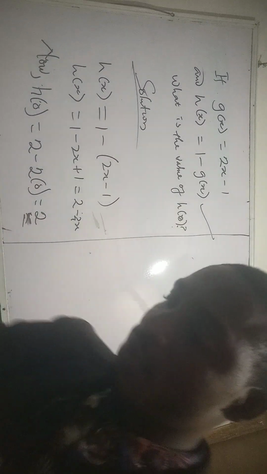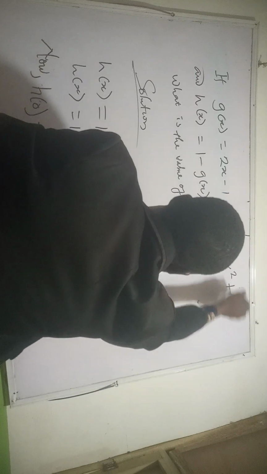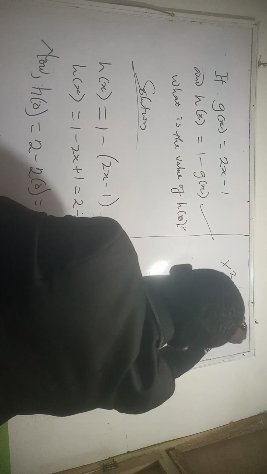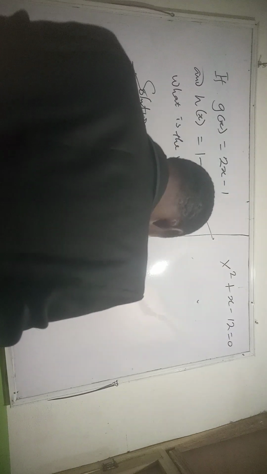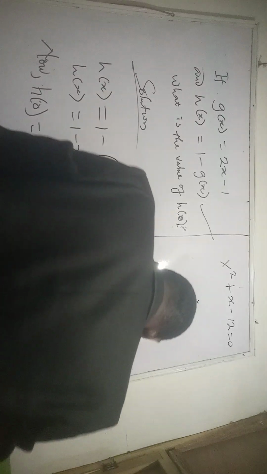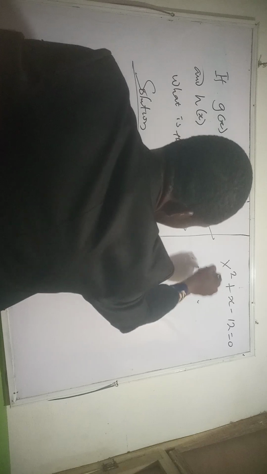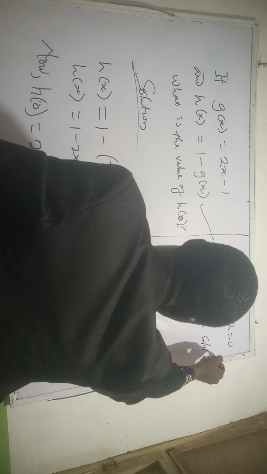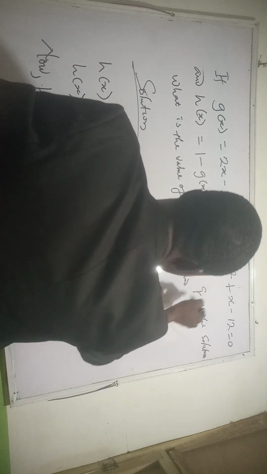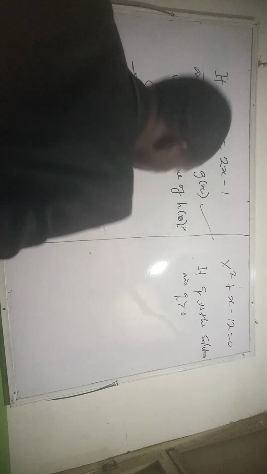I quickly want to do those simple ones before I move on gradually. Another one is this here. x squared plus x minus 12 equals 0. If Q is a solution of the equation above, and Q is greater than 0, what is the value of Q?